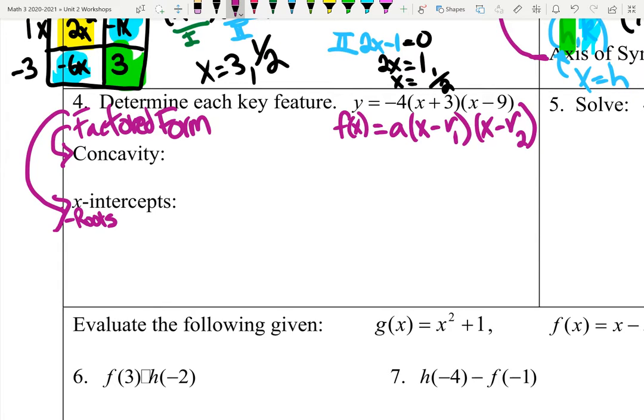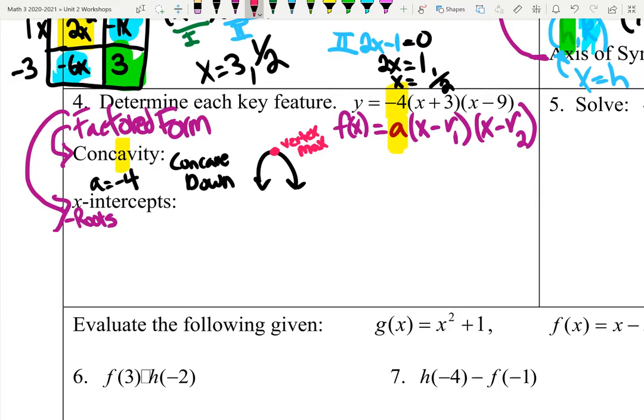So, concavity, let's start out with that. Concavity is always looking at the a value. The a value in this situation is going to be -4. This implies that it's going to be concave down. Simple as that. It's going to be a quadratic facing down. The only other piece of information you know is that there will be a point at the very top, the vertex, and this vertex is going to be a maximum because it's at the top of the quadratic.